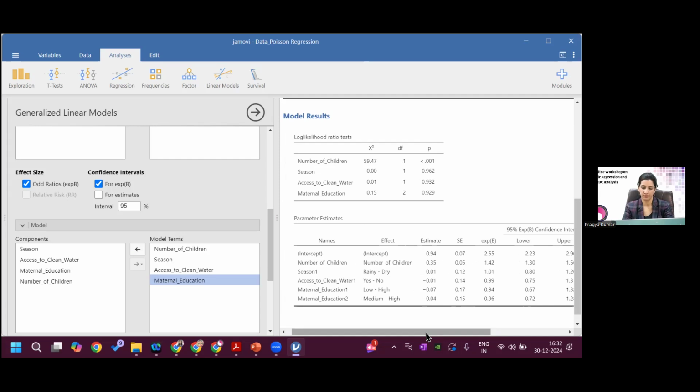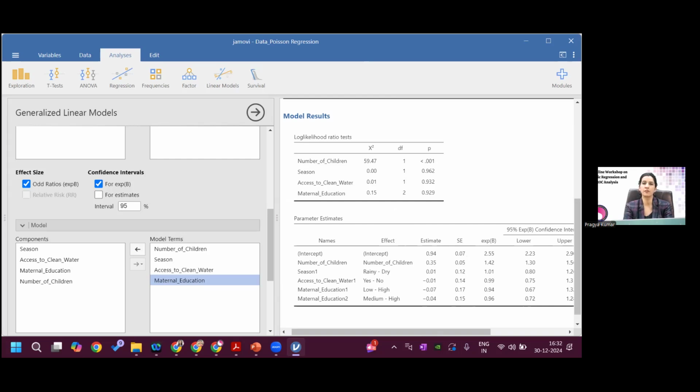Yes, Dr. Arun? Ma'am, is that 155%? That means the intercept 2.55. First row, ma'am, under 2.55, exponent. 2.55 we say when all the predictor variables are zero. That means season is dry, there's no access to clean water, and maternal education is at the lowest. All the categorical variables are set at zero, and continuous is also zero. So that's the 2.55.